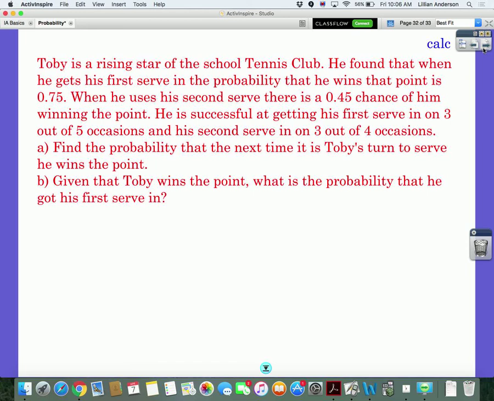It says Toby is a rising star at the school tennis club. He found that when he gets his first serve in, the probability he wins the point is 0.75. When he uses his second serve, there is a 0.45 chance of him winning the point. He is successful in getting his first serve in 3 out of 5 occasions, and his second serve in on 3 out of 4 occasions. A lot of numbers, a lot of information.